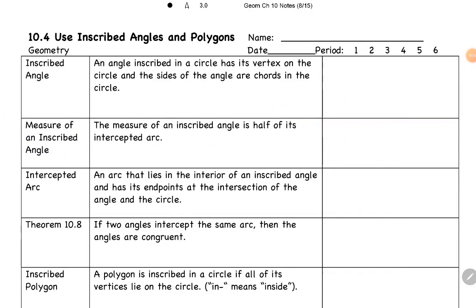Today in geometry we'll be looking at inscribed angles and polygons in circles. So first off, let's do vocabulary.